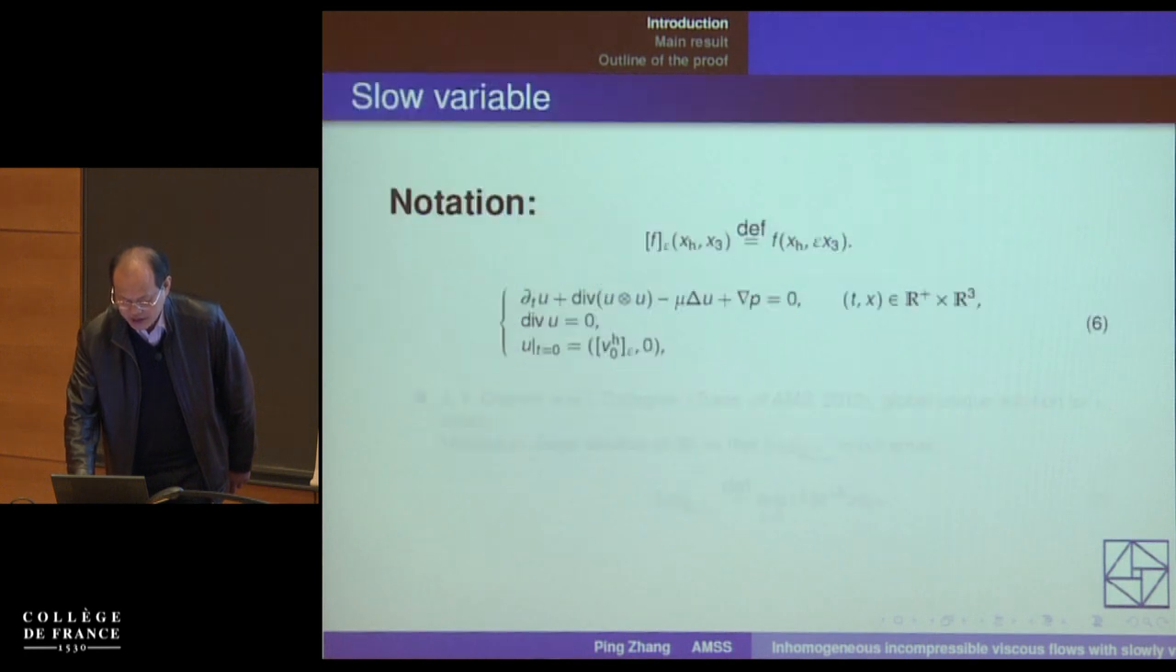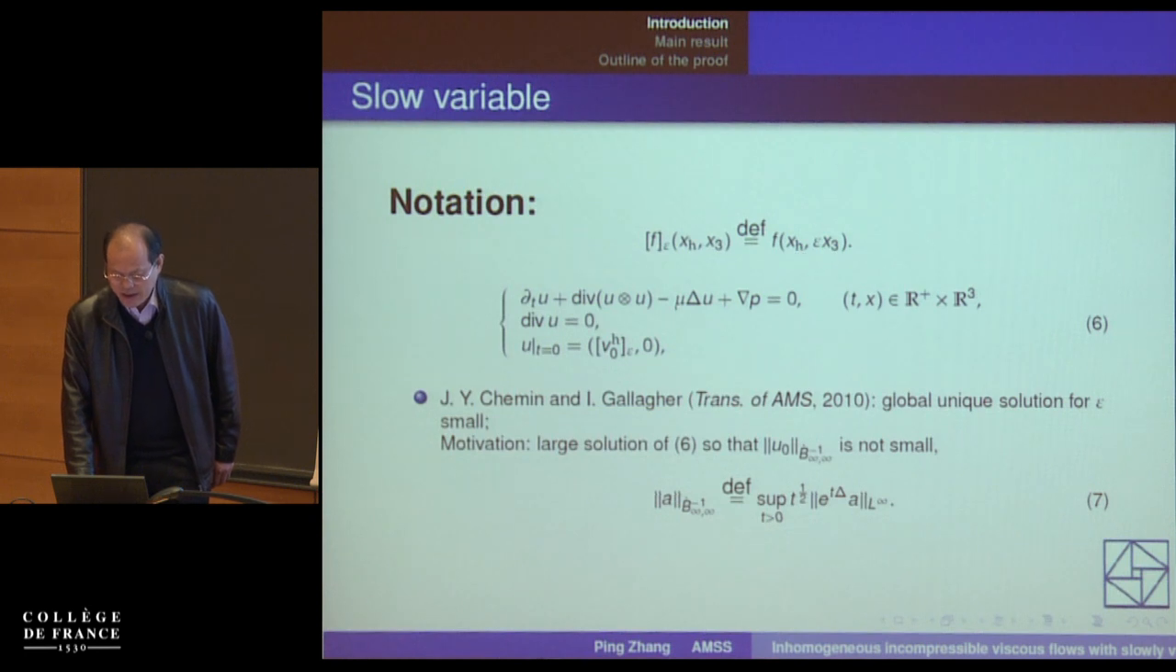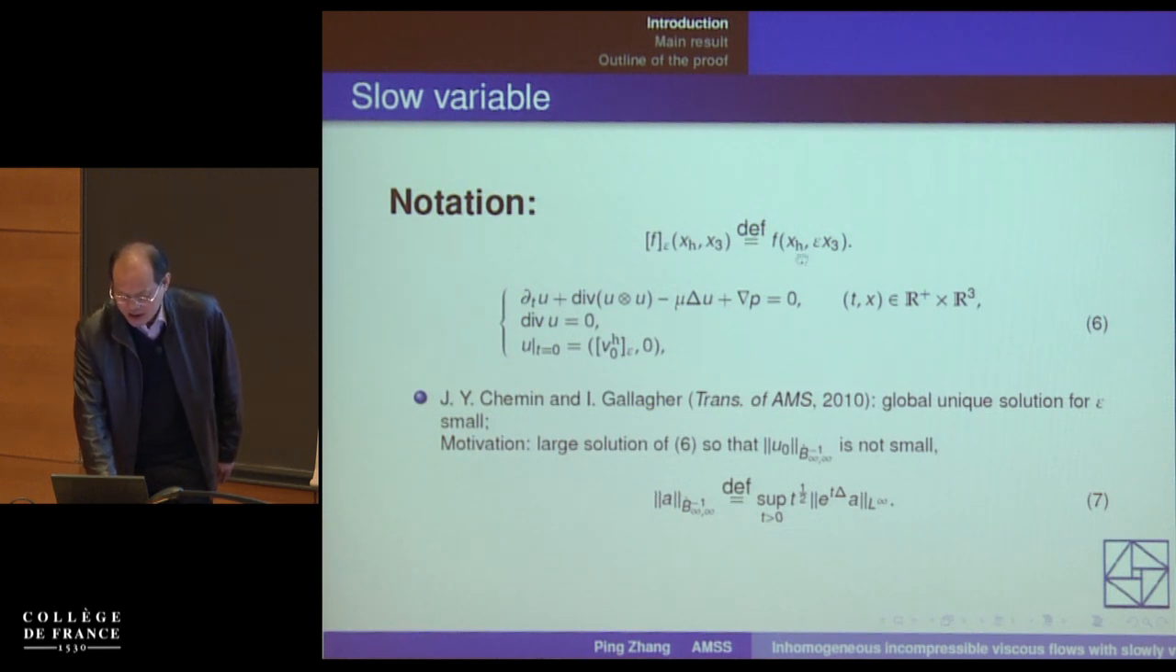So now let's introduce the notion of slew, what we mean by slew variable. We denote this bracket of f epsilon, xh, x3 equals f of xh, epsilon x3. So here this xh equals x1 and x2. And this notion was first introduced by Jean-Yves Chemin and Isabelle Gallagher to prove the global existence of large solutions to the 3D Navier-Stokes system. So what do we mean by large, which means the initial velocity field is large in the biggest homogeneous space of space, B dot minus 1, infinity, infinity.